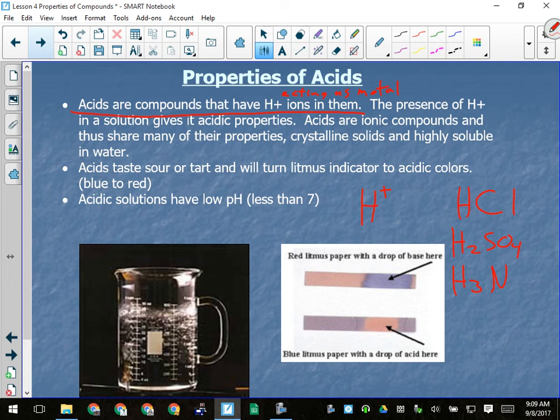Acids taste sour or tart. Good. Why would you taste it? The answer is you wouldn't. There will be no taste tests of the unknown substances. It doesn't matter, you don't know anything for sure. So there will be no taste tests of any of the unknown materials. What if you need to do an odor test?